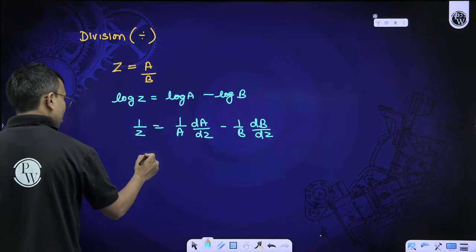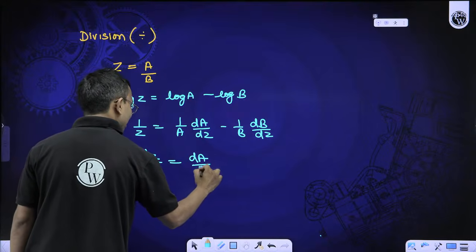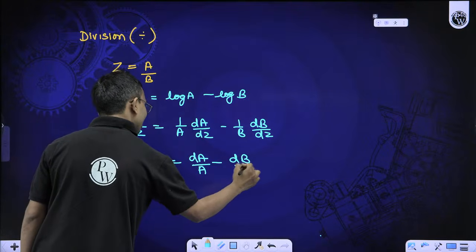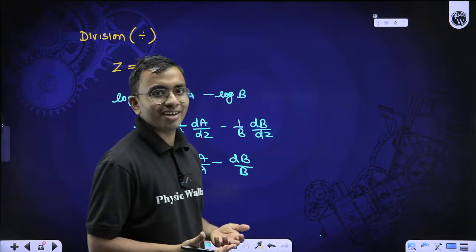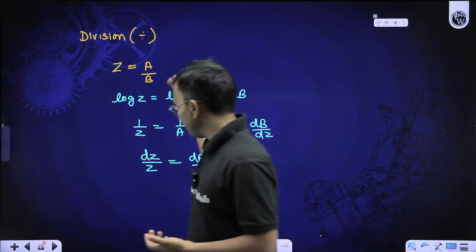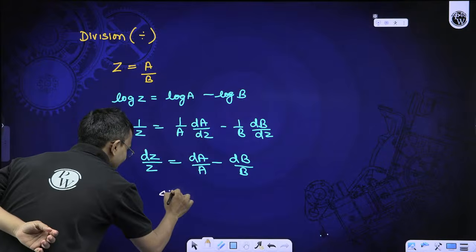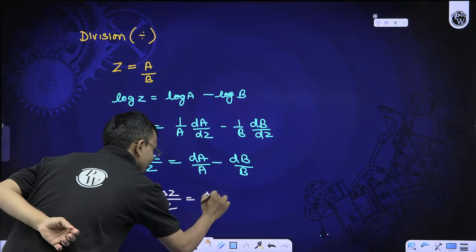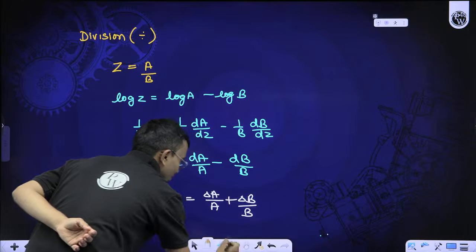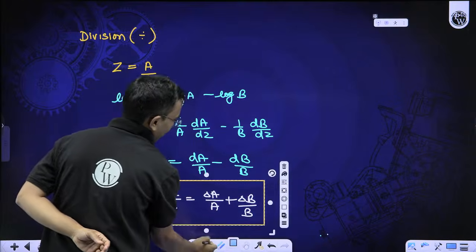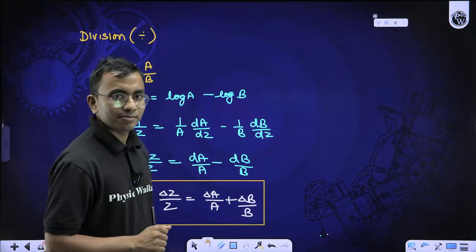dz by z is equal to dA by A minus dB by B. Now you will say, sir, we are getting a minus sign. Although you are getting a minus sign, we have to find the maximum possible error. So when you have to find the maximum possible error, you will take only the positive sign here. So it will become delta z by z is equal to delta A by A plus delta B by B. When you have to take the maximum possible error, the plus sign will remain only. Clear?